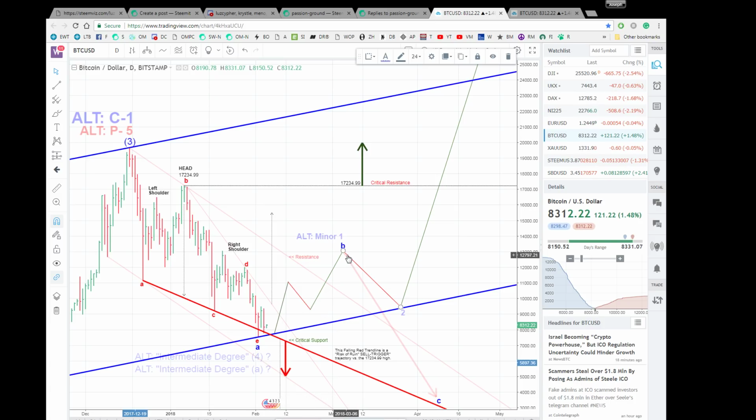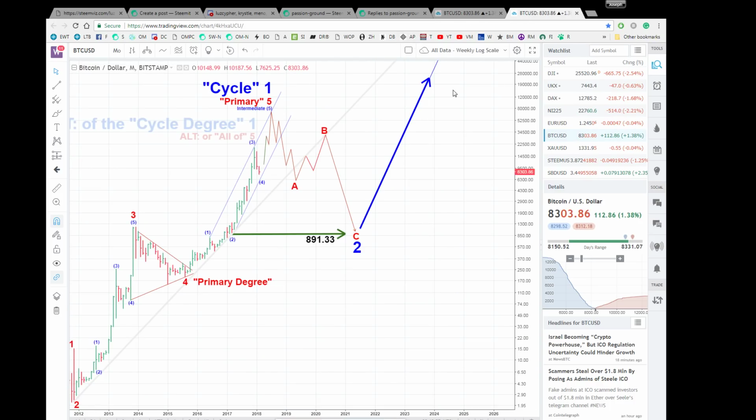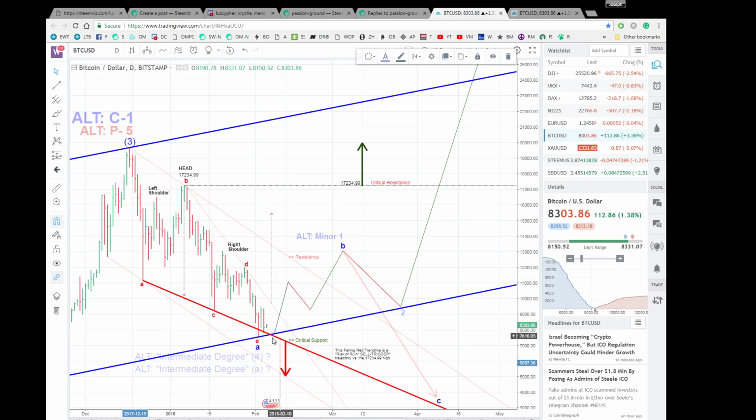This rise here could be the alternate intermediate B wave, and then a huge decline to intermediate C would then only mark the primary A wave. Going back to the long-term chart, that would only mark the primary A wave. Okay, and then we would rally again, and then it's basically all downhill from here in the most bearish scenario. Granted, there might be some massive 1, 2, 3, 4, 5,000 point rallies along the way.